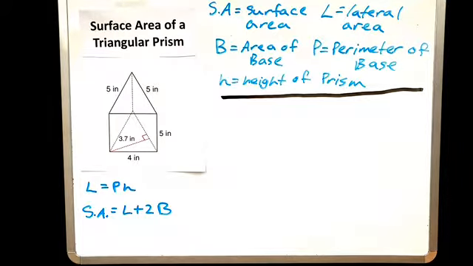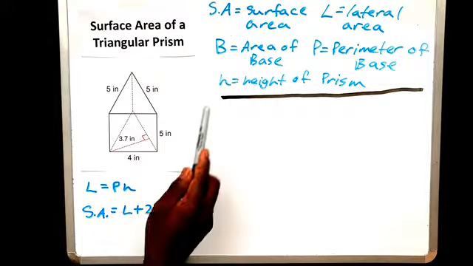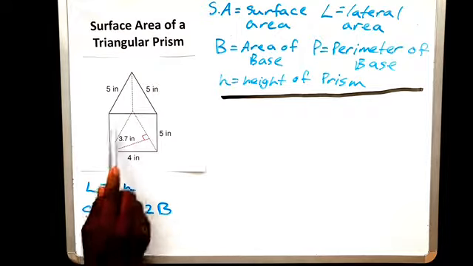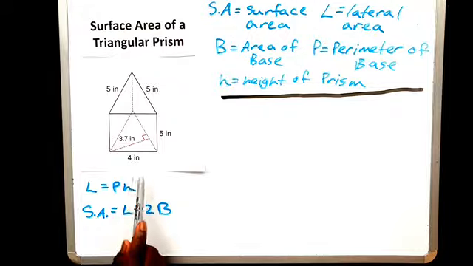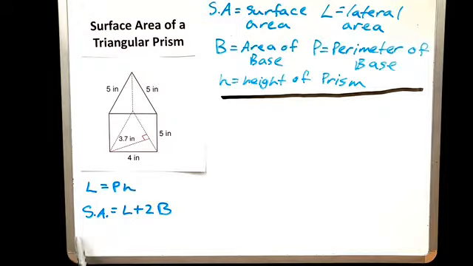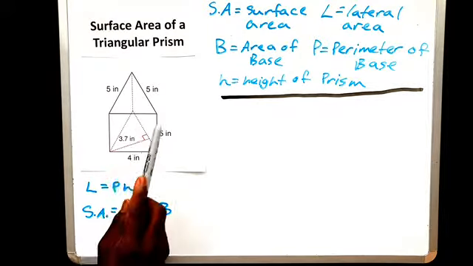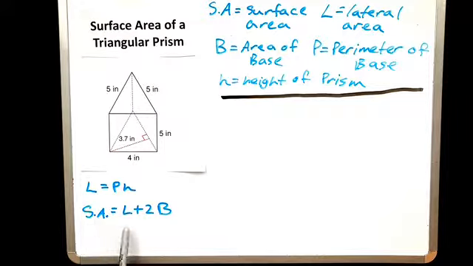Let's take a look at the formulas we're dealing with. Here we have L equals P times H, where L represents the lateral area, P represents the perimeter of the base, and H represents the height of the prism. The formula we're going to use for finding the surface area of the prism is L, the lateral area, plus 2 times the area of the base. Let's get started.